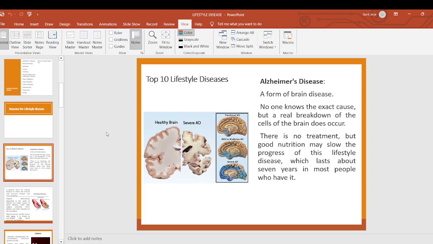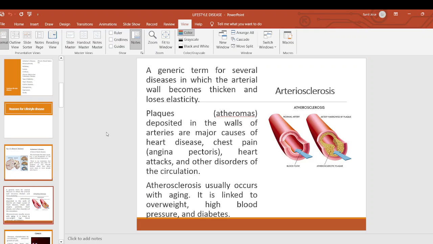Normally we don't have a proper treatment, but good nutrition may have an important role in slowing down the disease. Nobody can completely prevent the disease, that is impossible, but we can slow down the progress of the disease. So normally, if death is happening in 10 years, if we take a lot of care, we can prolong it to 15 or 20 years. That is the best that we can do in the case of Alzheimer's disease.